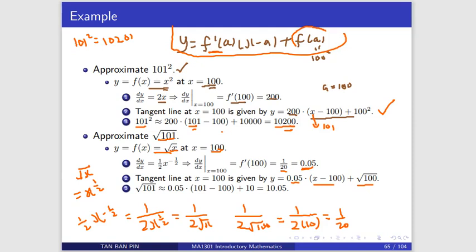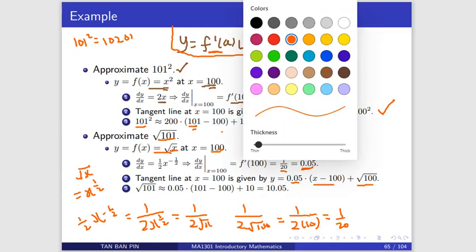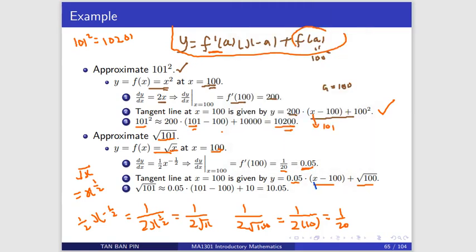And to approximate square root of 101, you should choose x to be 101. So that's why here we sub 101. And this time you get 10.05. And remember, just now we observed that square root of 101 is 10.498, right? So the approximation is very good. So tangent line can be used to approximate square root of 101 with a good accuracy.